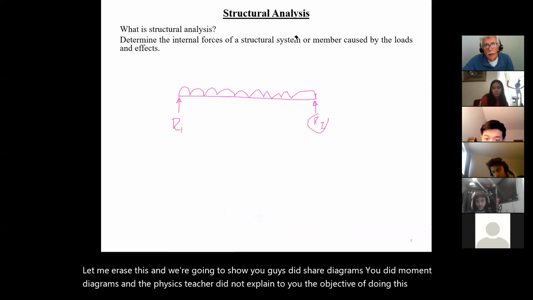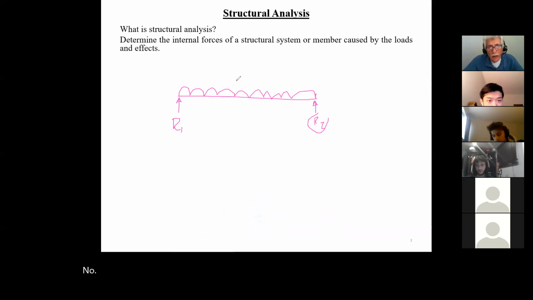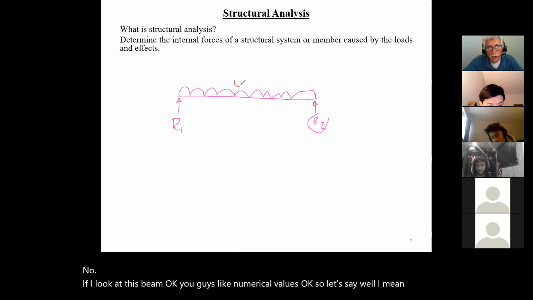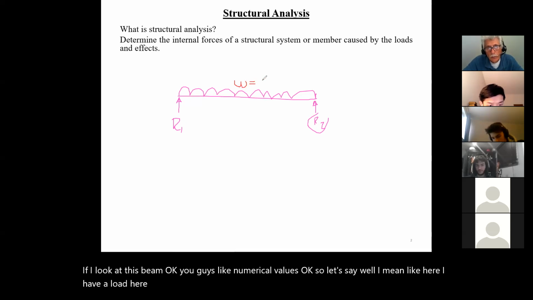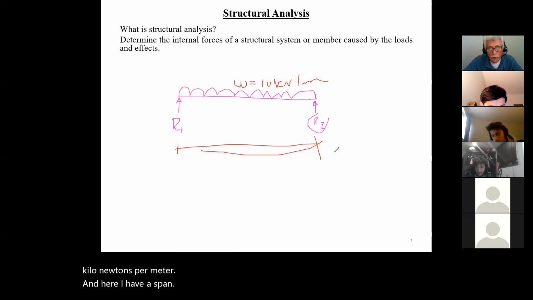Now, if I look at this beam, okay, you guys like numerical values, okay? So let's say, well, I mean, like here, I have a load here, okay? W, 10 kilonewtons per meter. And here I have a span, oops, sorry, of 10 meters, right?